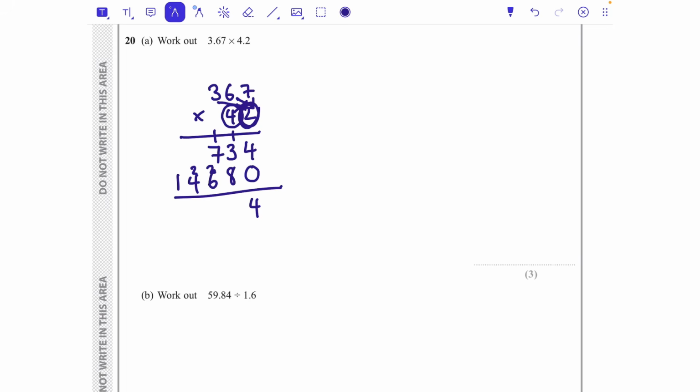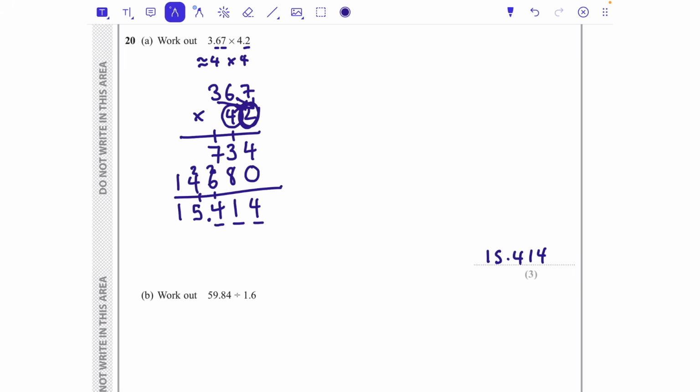3 add 8 is 11, so 1 carry the 1. 7 add 6 add 1 is 14. 4 add 1 is 5, and then we've just got the 1 there. So there were three numbers after the decimal point in the question, so there's going to be 3 numbers after the decimal point in the answer. Also, we could estimate this is roughly 4 times 4, which is roughly 16. So the answer 15.414 makes sense.